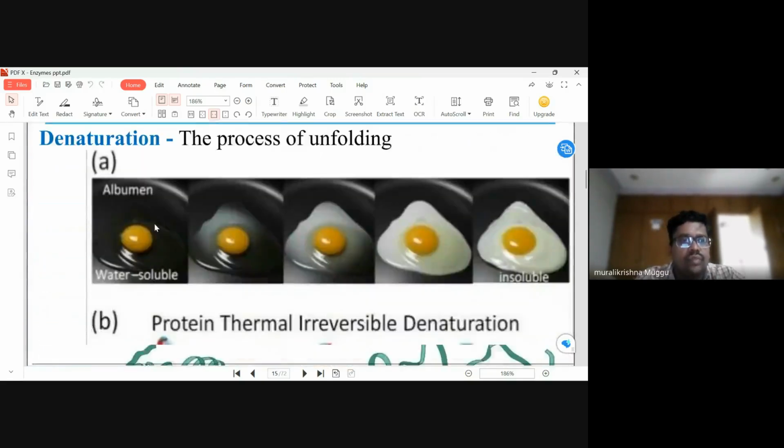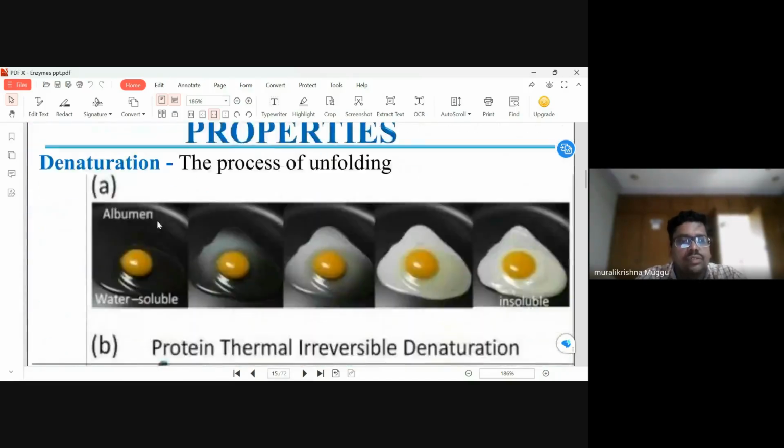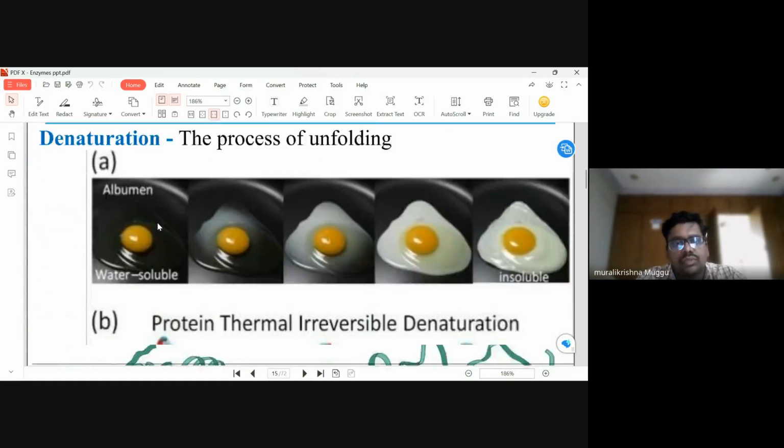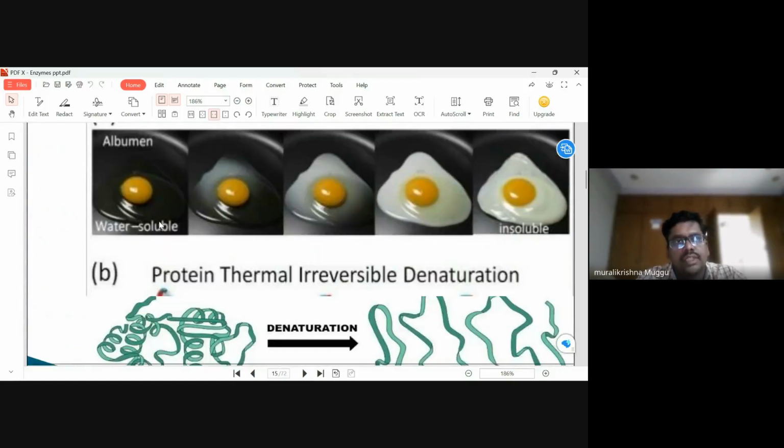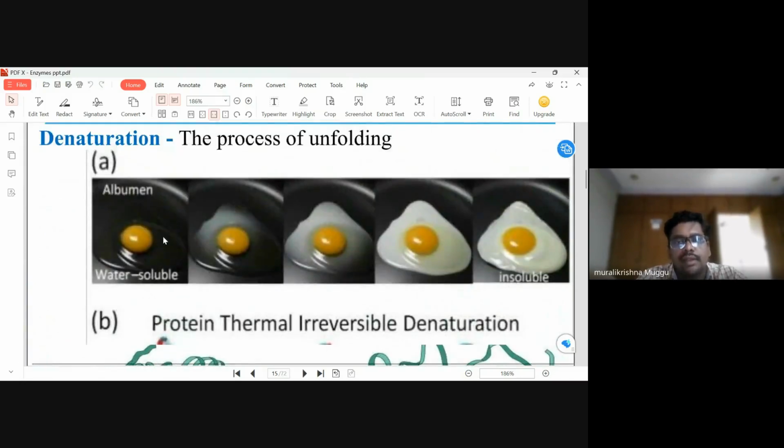The process of unfolding is called denaturation. One more property is denaturation. Generally, proteins are made up of amino acids, existing in primary, secondary, and tertiary structures. In the tertiary structure, the protein is folded. When you heat an egg, for example, the albumin breaks down. The amino acid chains in the quaternary structure break down into primary structures. So unfolding happens.